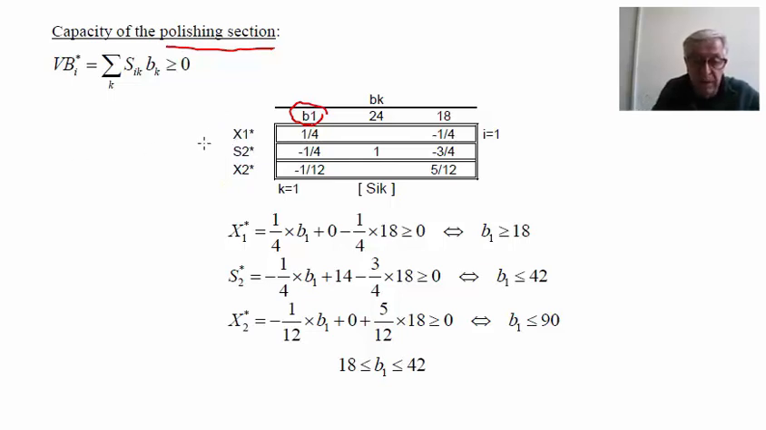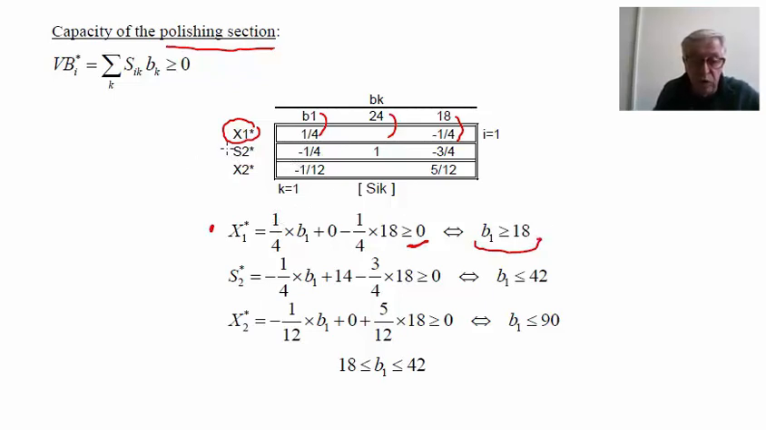basic variable. For example, starting with x1, the optimal value of x1 can be obtained by the internal product of the first line of SIK by this vector, that is, multiplying these coefficients and adding them. And this variable must remain positive. So from this condition, we extract the first condition for the availability of the polishing section. That is, it must be greater or equal than 18 hours.